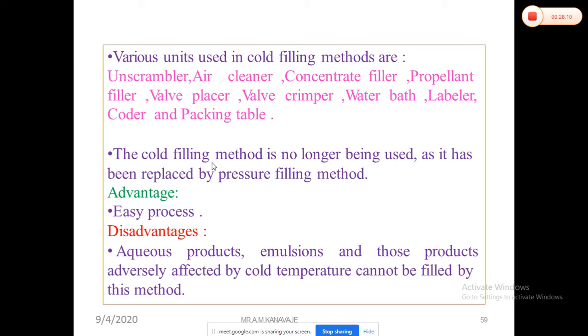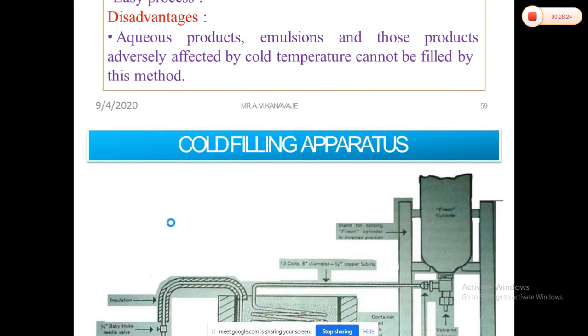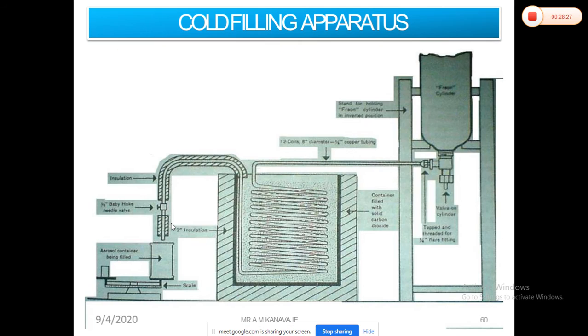So there are some advantages as well as disadvantages. In this particular method we cannot formulate emulsions, and those products which are adversely affected by cold temperature cannot be filled by this method. That's why mostly the pressure filling method is adopted in industry. So this is the basic layout of the cold filling apparatus.